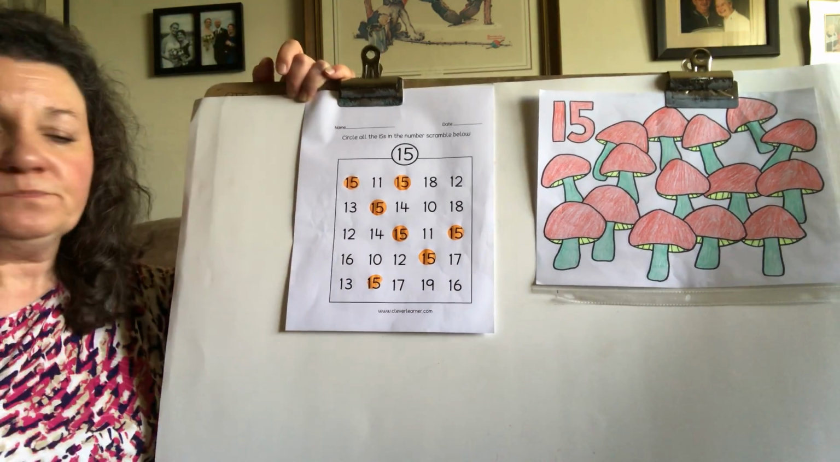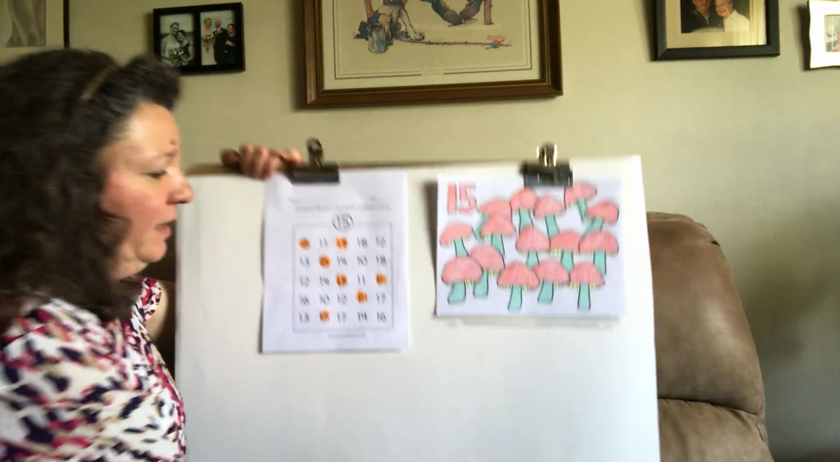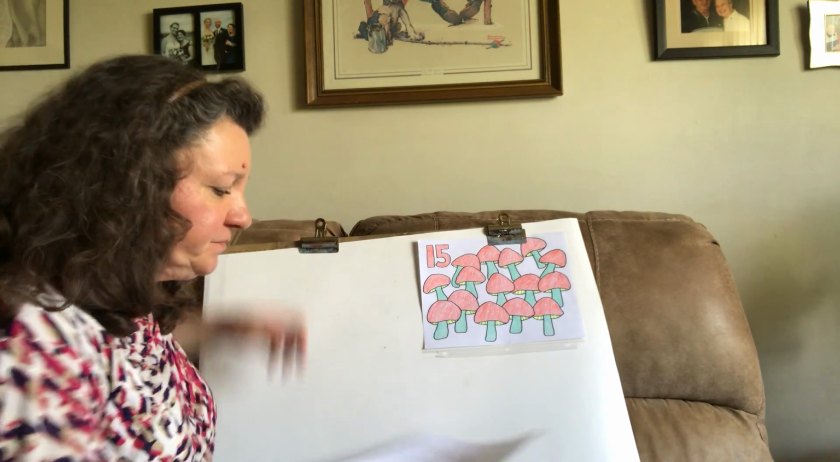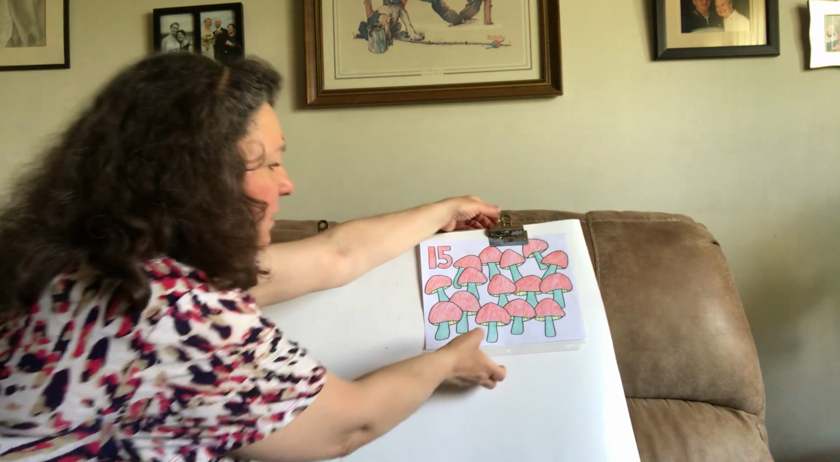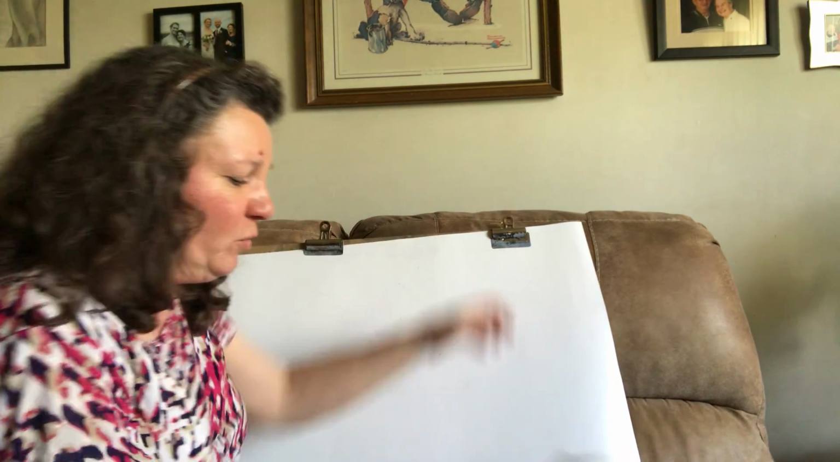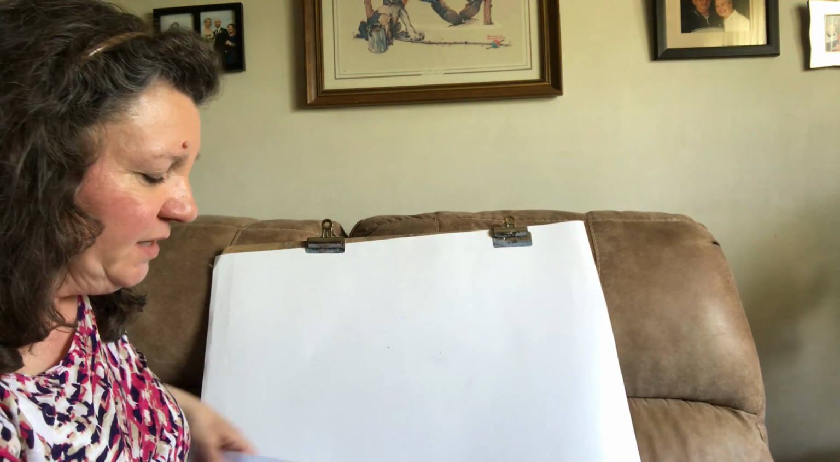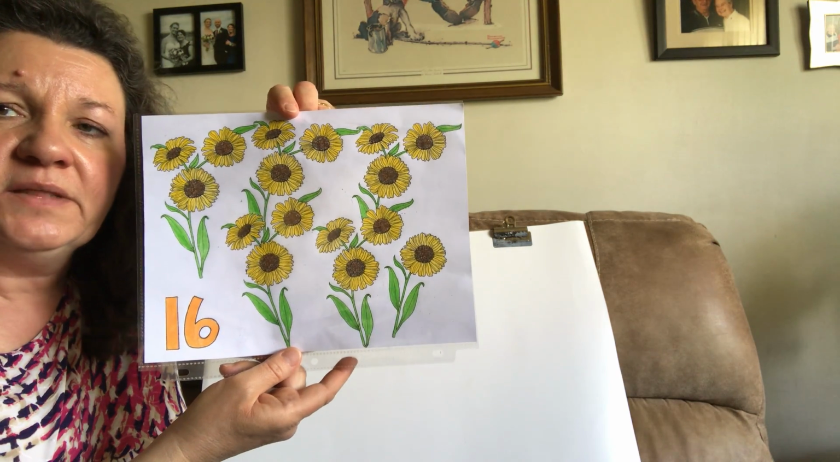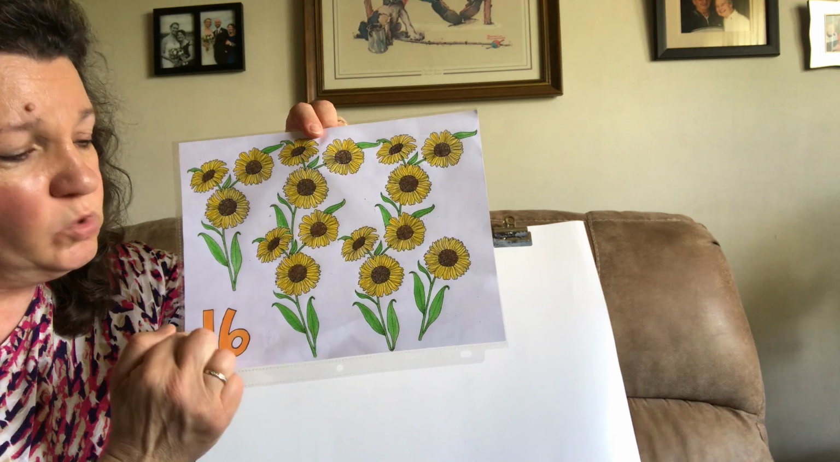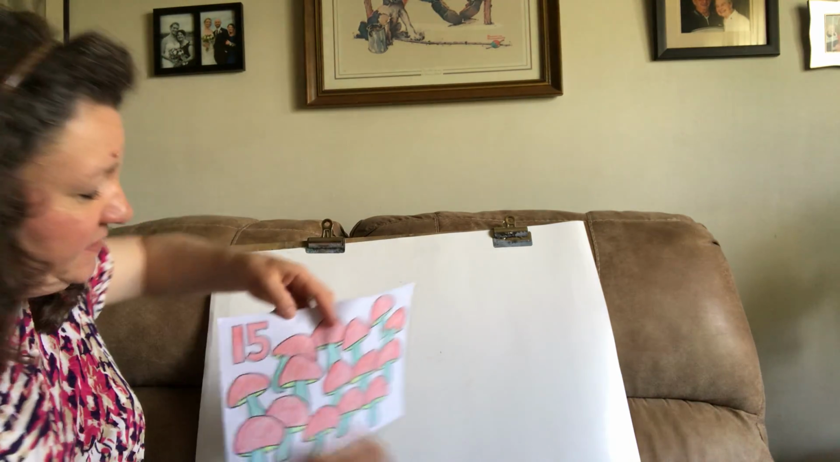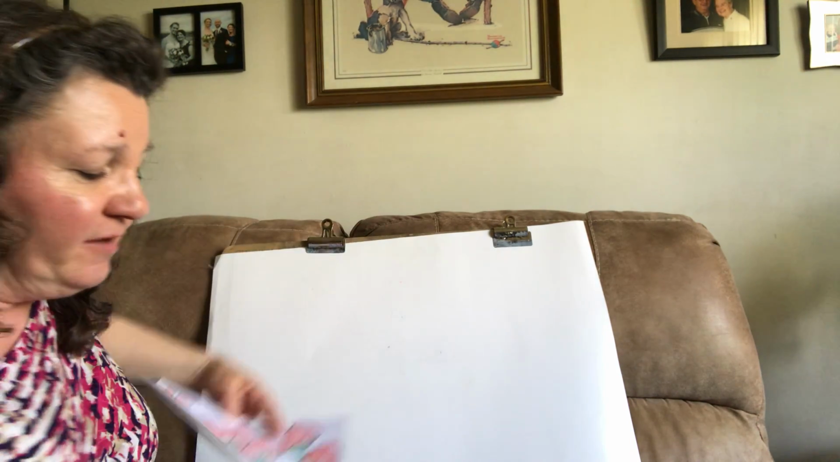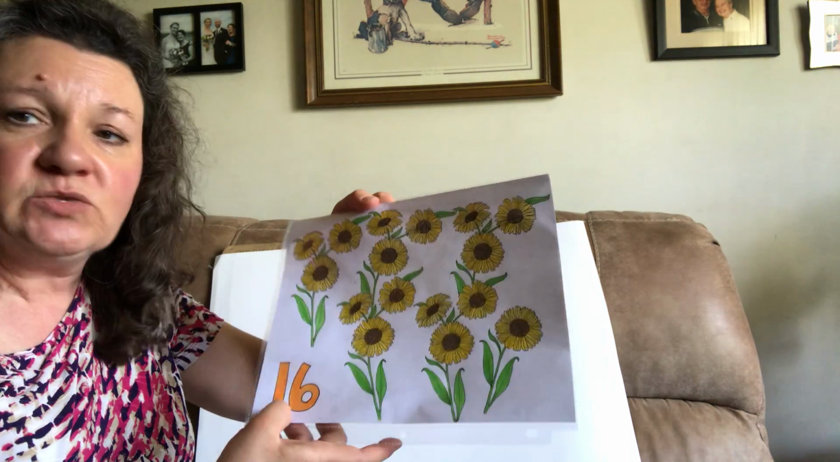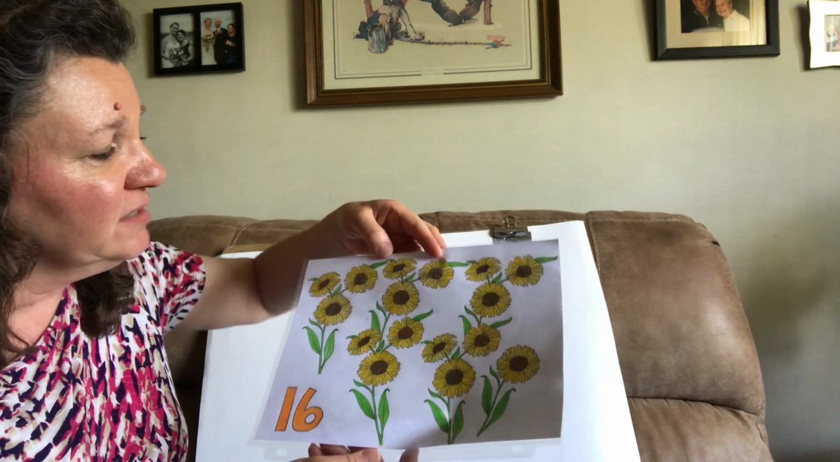Okay, now I'm going to take this one off. And the other number that we're doing today is the other number we were working with this week. Remember what number that is? That's number 16. Number 16 is a 1 and a 6. The 15 was a 1 and a 5. 16 is 1 and a 6. So let's count the sunflowers together.